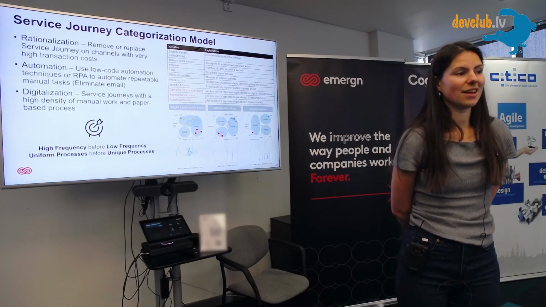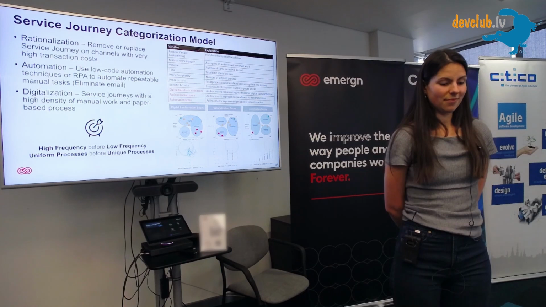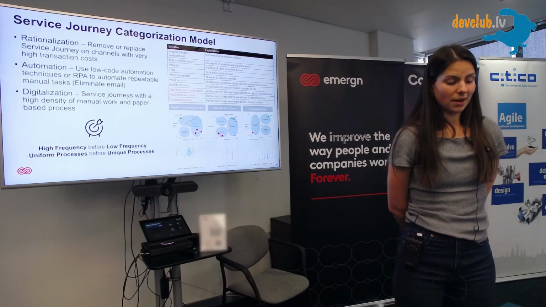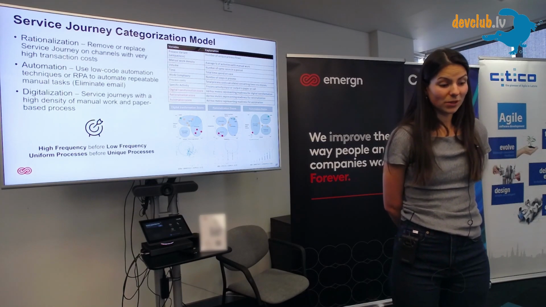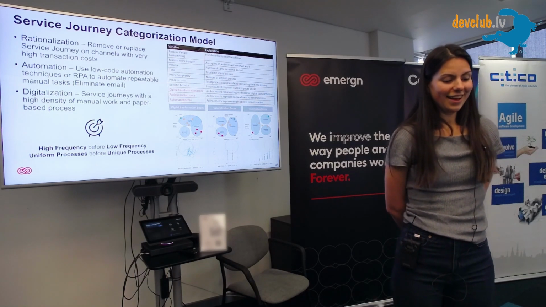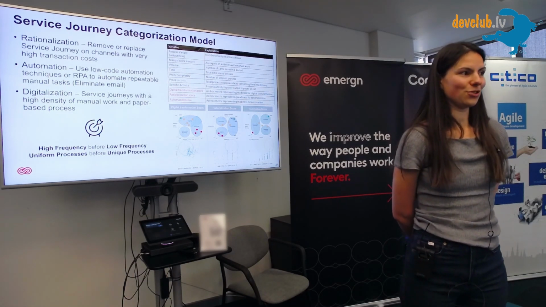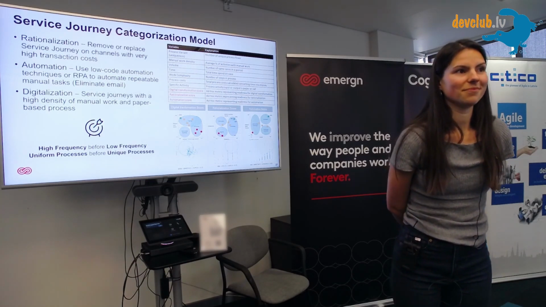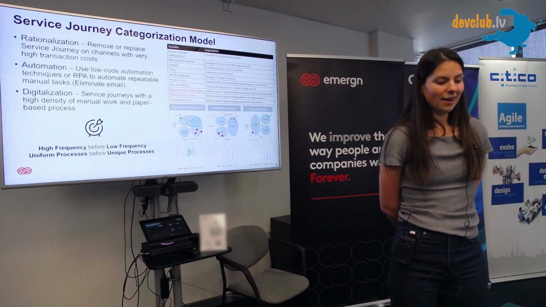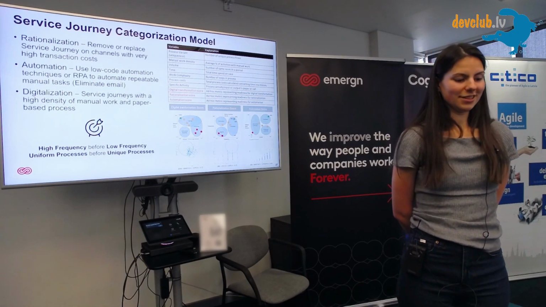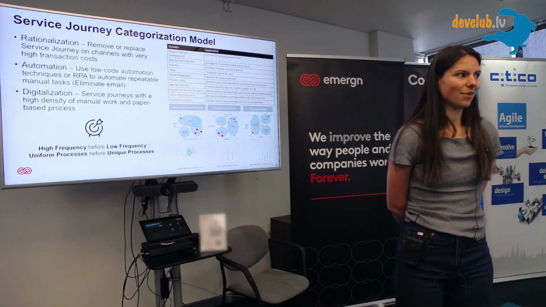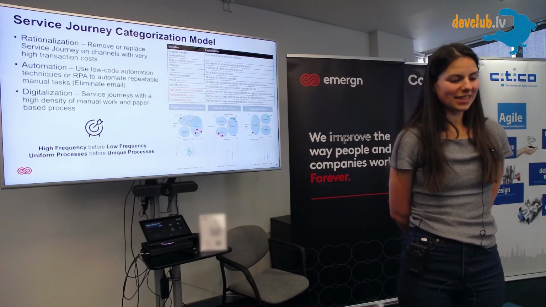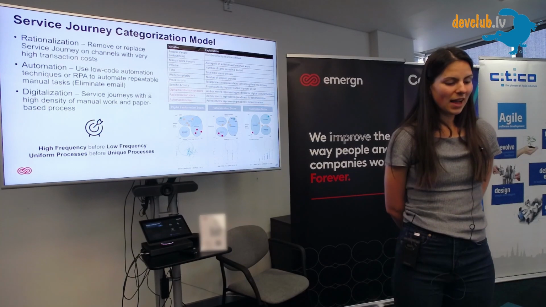We got a list of service journeys with some information about each of them, and then we tried to understand what to do with those service journeys. Okay, so we have a lot of them, but what to do now? Some of them are, let's say, pretty optimized, they don't need anything. But some of them are not, and we need to rationalize them.